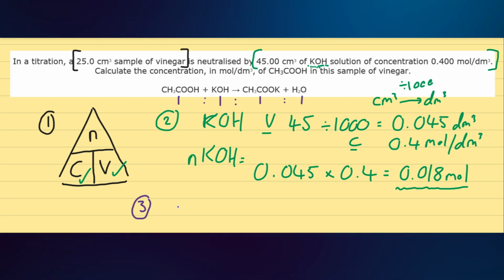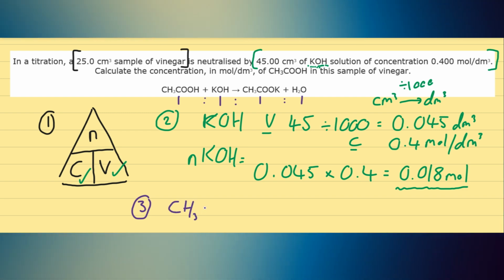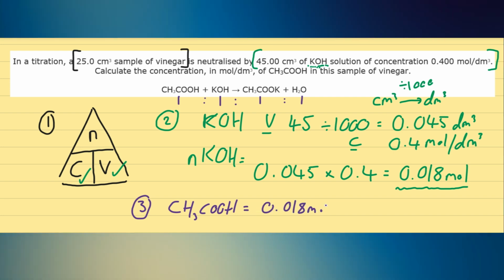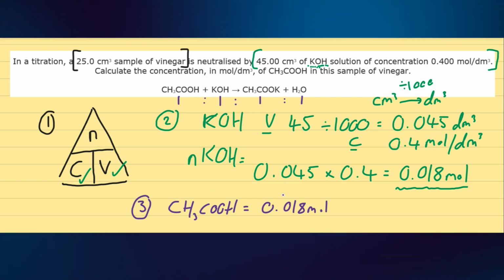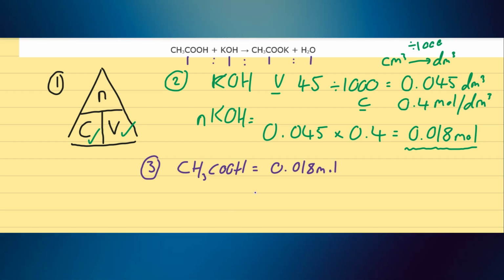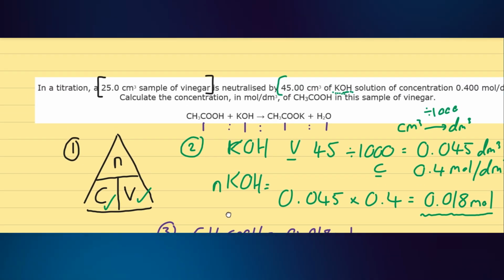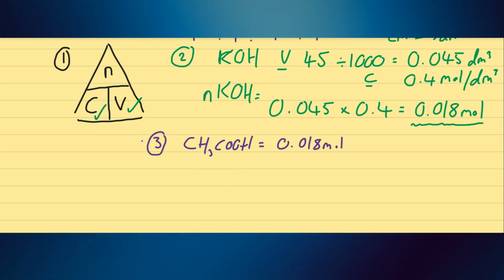So for step 3, I know my number of moles of acetic acid, CH3COOH, is going to equal 0.018 moles, because the number of moles will be exactly the same if it's a 1 to 1 ratio. So it's 0.018 as I worked out before. So I've got my number of moles of acetic acid. What could I do with that next? Well, if I go back up to the question, I can see it said 25 centimeters cubed. So I have the volume and I have the number of moles.